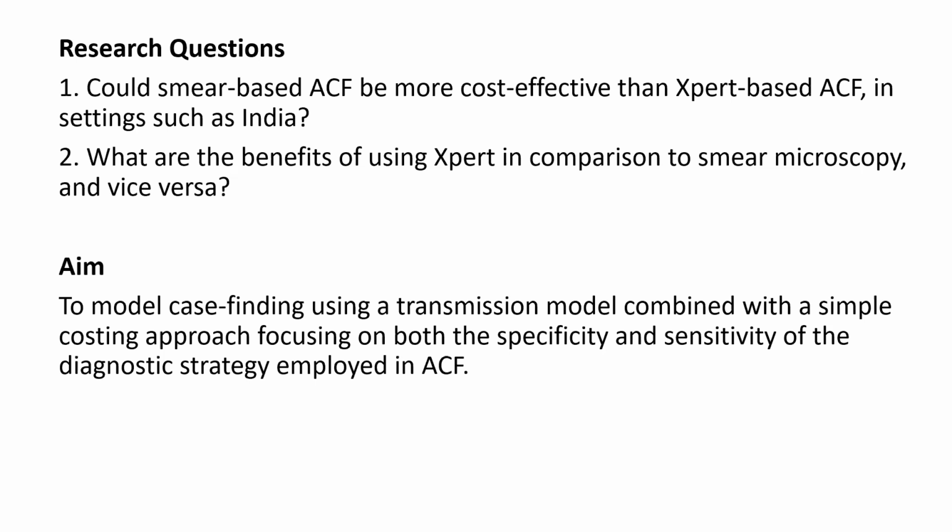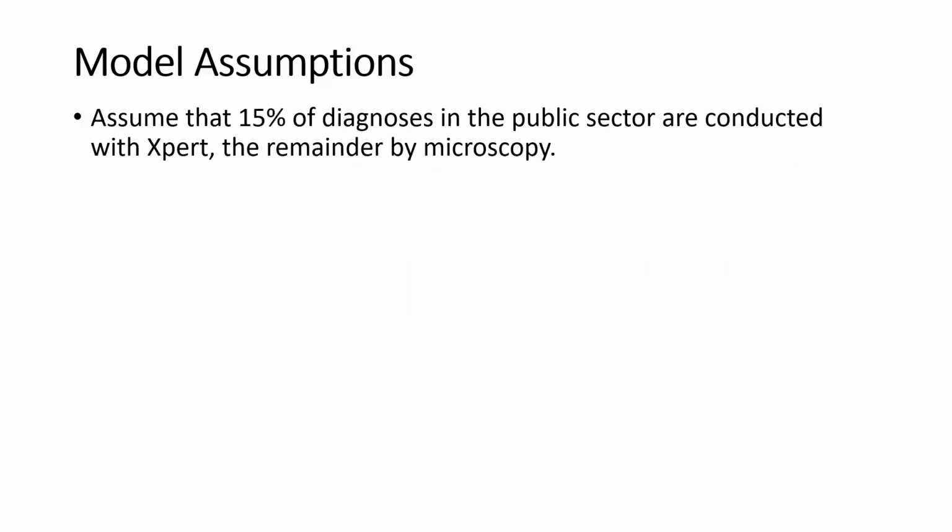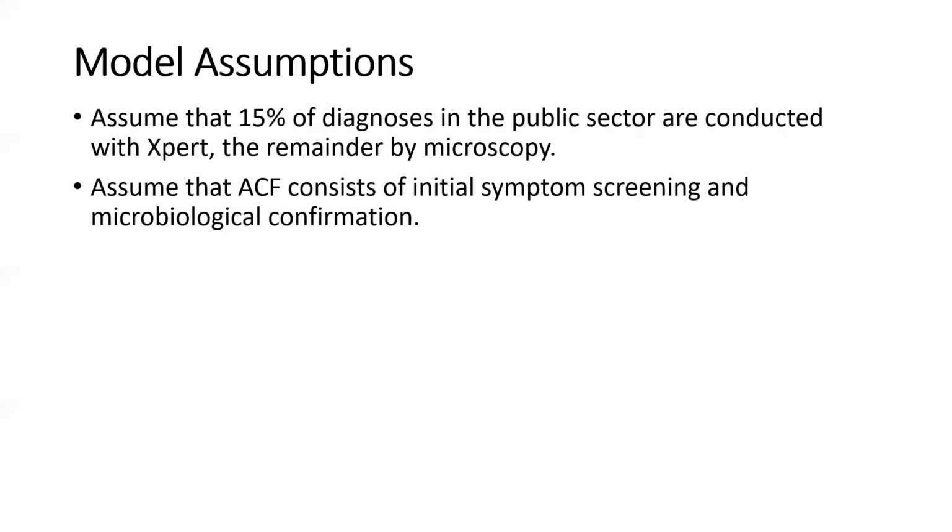In this model, they made some assumptions in order to construct the model. The first assumption was that 15% of the diagnoses in the public sector are conducted with the Xpert machine, and the remainder by smear microscopy. They also assumed that active case finding consists of initial symptom screening as well as microbiological confirmation. They are saying that first they screen the symptoms, and then symptom screening is followed by a microbiological confirmation test, which confirms whether the person indeed has TB or not.